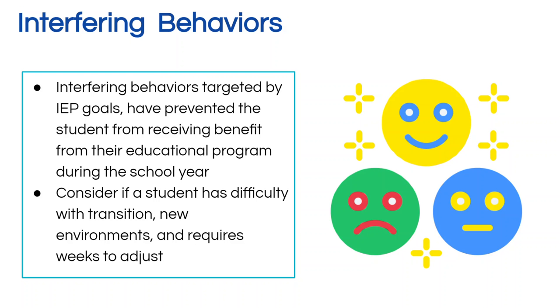When considering interfering behaviors, if a student has difficulty with transitions and new environments and requires weeks to adjust, the team should take this into consideration. Remember, direct, class-based ESY is 4 weeks. If a student requires an extended amount of time to adjust, this may not be a good match for the student.